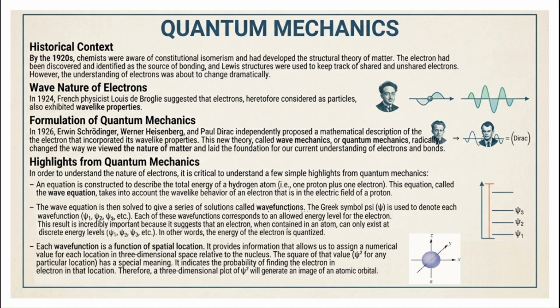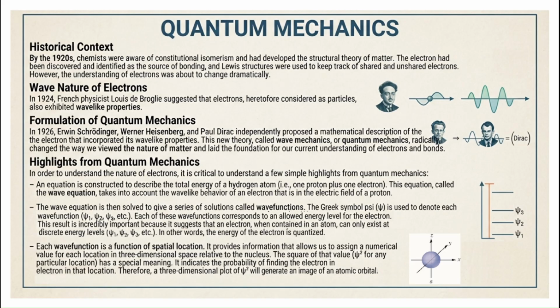In 1924, French physicist Louis de Broglie suggested that electrons, heretofore considered as particles, also exhibited wave-like properties. In 1926, Erwin Schrödinger, Werner Heisenberg, and Paul Dirac independently proposed a mathematical description of the electron that incorporated its wave-like properties. This new theory, called wave mechanics or quantum mechanics, radically changed the way we viewed the nature of matter and laid the foundation for our current understanding of electrons and bonds.